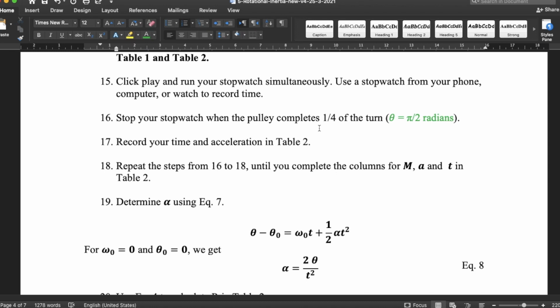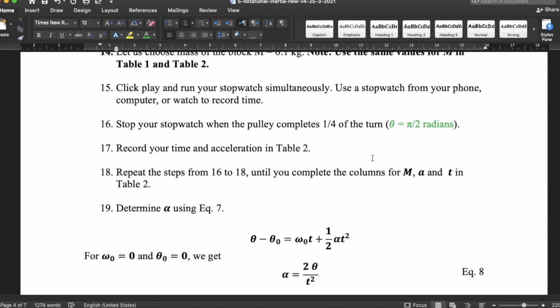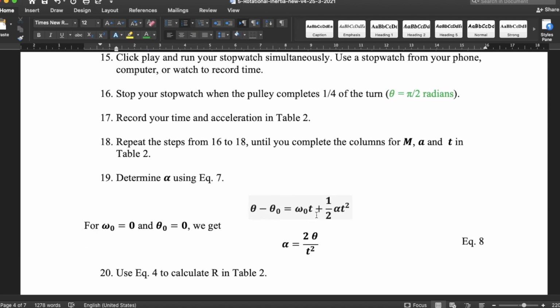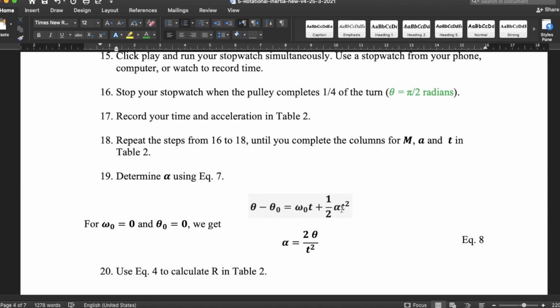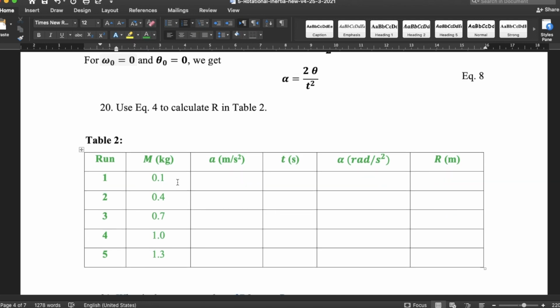So we'll find the time using a stopwatch from your mobile phone. We'll find the time that it takes the pulley to complete 1/4 of a turn. So theta is 90 degrees or pi over 2. And by finding the time, we can find the angular acceleration using this formula, since theta initial and the initial angular acceleration is 0. And by finding the angular acceleration and knowing the linear acceleration, we can determine the radius of the pulley. And we'll use the same masses for the pulley and the block as in the previous table.